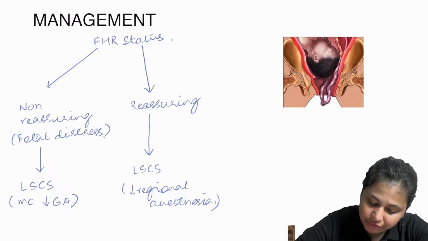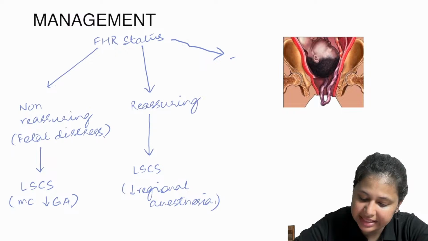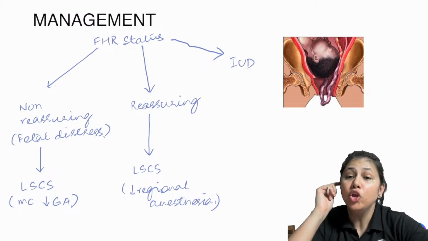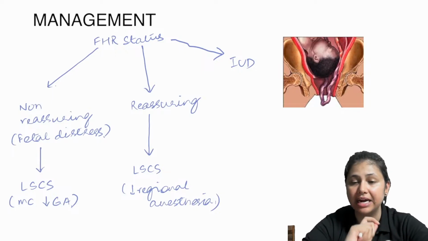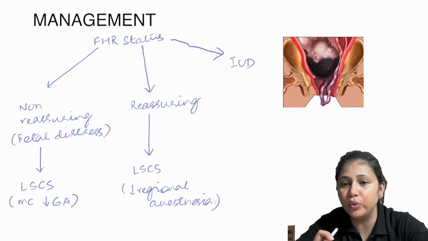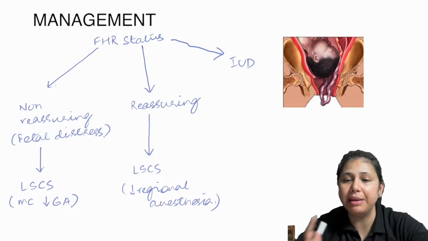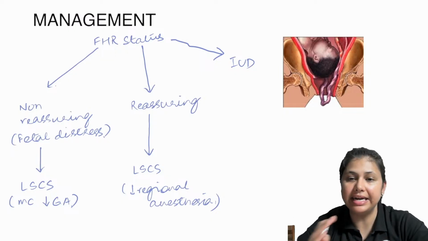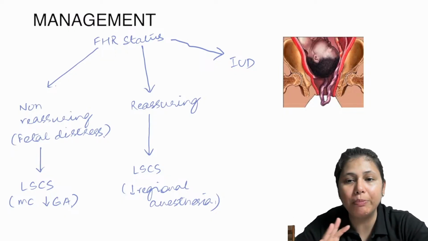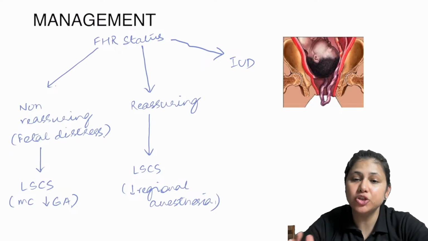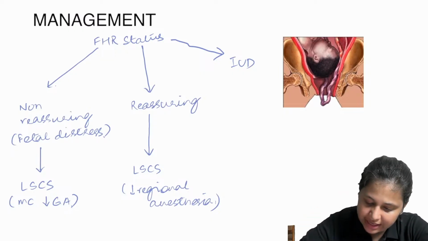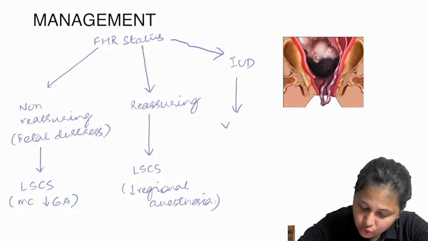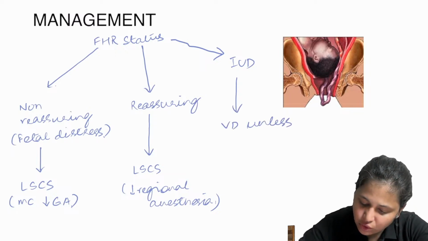Now, what if on the FHR status I find that there is an intrauterine death? So all this hurry that we were trying to cause, and we were trying to do an LSCS, why were we doing that? Was it for the mother? No, we were doing it for the baby so that we can get the baby out alive. Now the baby has already died. Why would I cut open a mother if the baby has already died? It's giving her unnecessary surgery. So if there is intrauterine death, you do a vaginal delivery unless it is contraindicated.